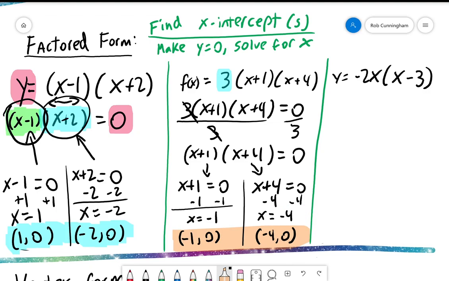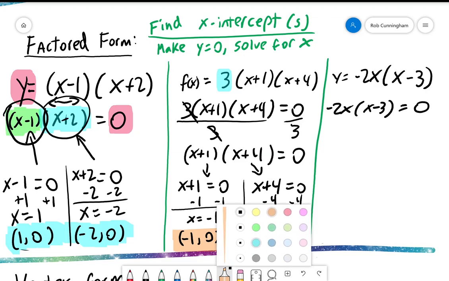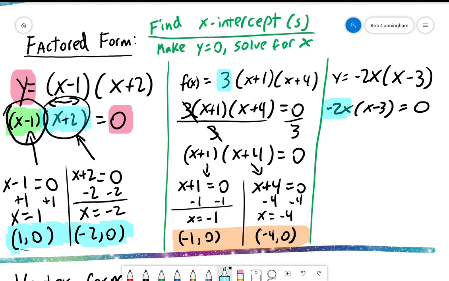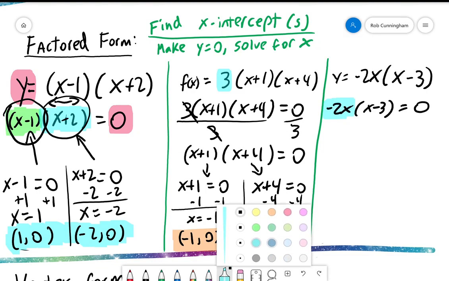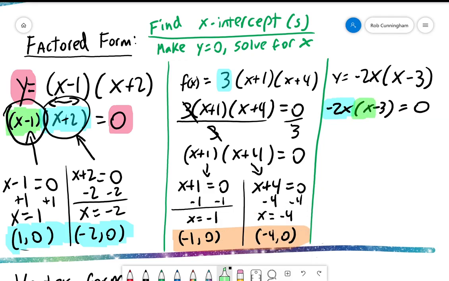We'll do one more example of this, and then we'll move on. Take a look at this one on the far right. y equals negative 2x times x minus 3. Well, this one seems a little bit confusing, but let's take a look anyway. So we get negative 2x times x minus 3 equals 0. Now, some of you are looking at this and going, hold on, wait a second. There is no x plus anything there. It's just negative 2x. Doesn't that change things?